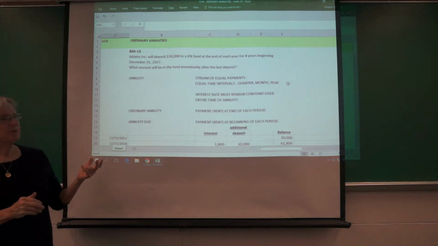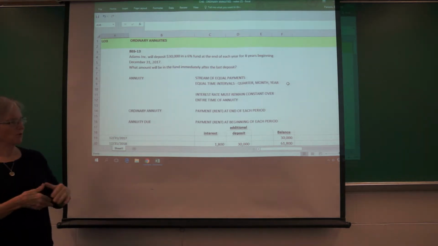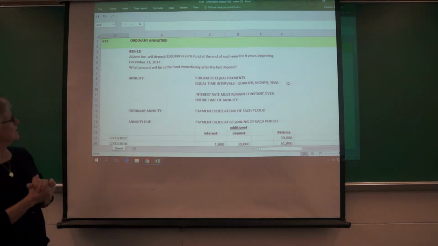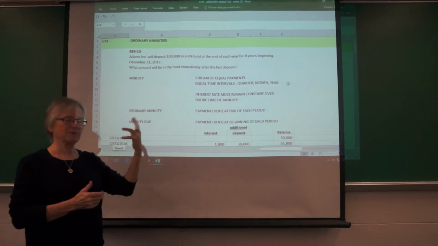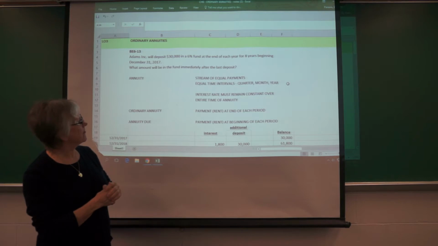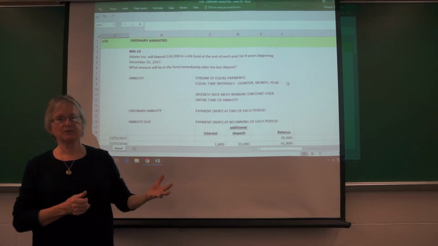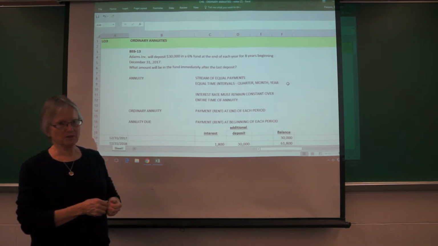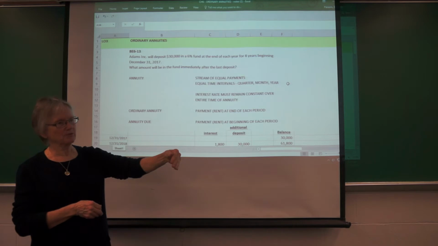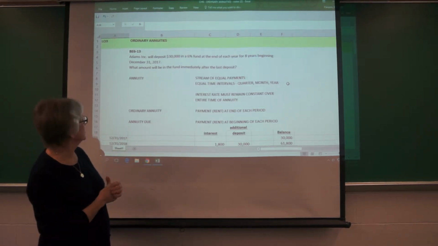It has to be equal time intervals, and the interest rate has to stay the same over the course of the annuity. So an ordinary annuity, and if it's going out, it's a payment. If it's coming in, you call it a rent. In an ordinary annuity, the payment or rent happens at the end of each period. Okay, so it's January 1st, that would be the beginning of the period. January 31st is when the rent would come in for that period in order to make it an ordinary annuity.